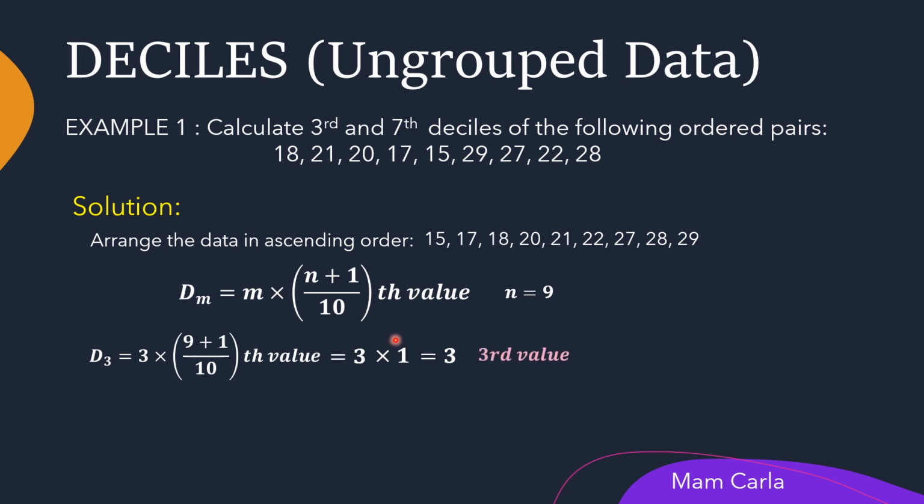And we are going to locate the third value in the given data set. So the third value is 18. And that will be our d sub 3, which is 18.